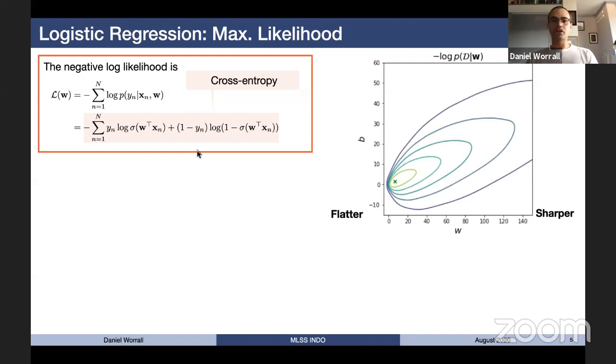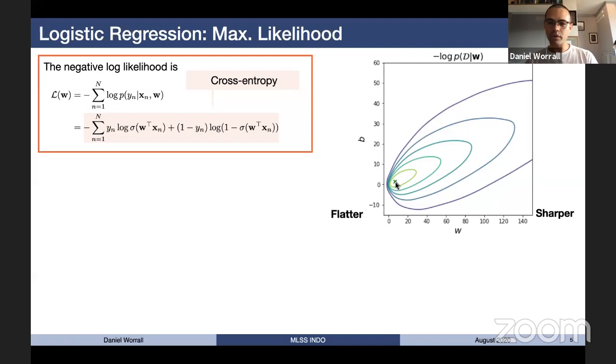This is what the function looks like in terms of that w and that b I showed you for this one-dimensional case. So when w is bigger, remember you get a sharper sigmoid function. When w is smaller, you get a flatter one. When w goes negative, the slope inverts, and b determines the shift or the offset of this sigmoid function along the x-axis. And you have these isocontours here, and the minimum of the negative log likelihood is this x.